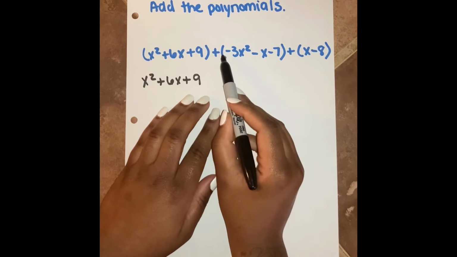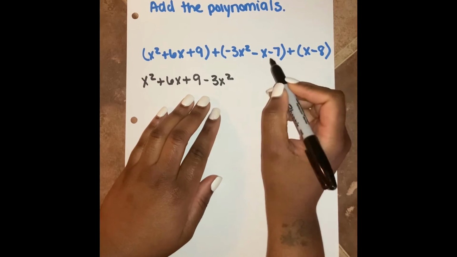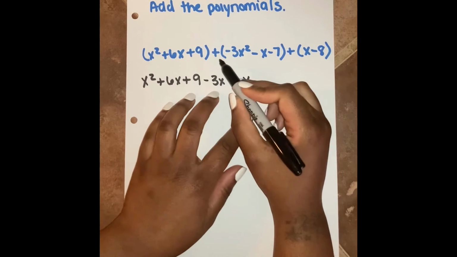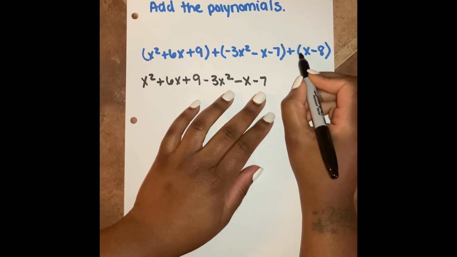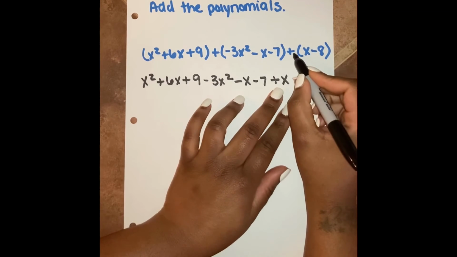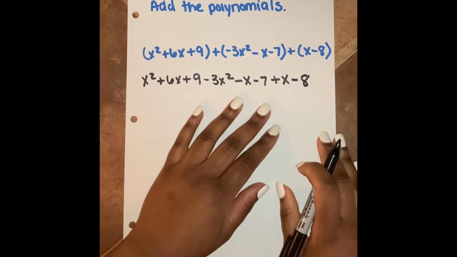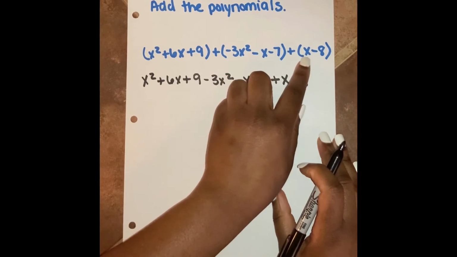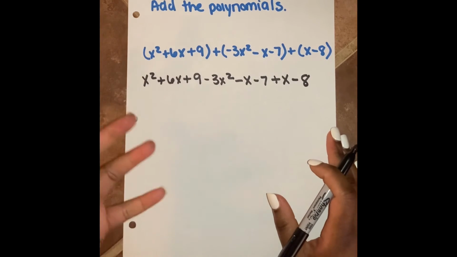So we have positive 1 times a negative 3x squared gives us a negative 3x squared. Positive 1 times a negative x gives us a negative x. And 1 times a negative 7 gives us a negative 7. And the same applies here. We have a positive 1 times x, which gives us a positive x. And a positive 1 times a negative 8 gives us a negative 8. So we see when we have a positive operation sign, everything within the parentheses stays the same. No signs are changed.